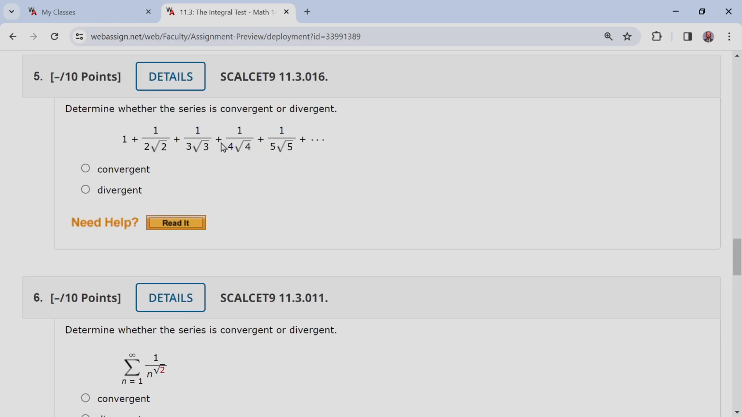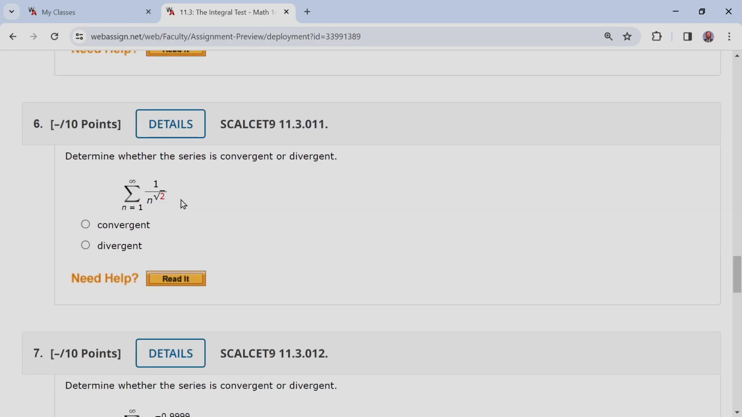It doesn't apparently look like a p-test on the surface, but when you view it as n times square root n, and take n and square root n and write that as n to the 3 halves, then it all comes together. Here's another p-series. 1 over n to the square root 2. Is square root 2 bigger than 1, or square root 2 less than or equal to 1? That's the question when it comes to a p-series.